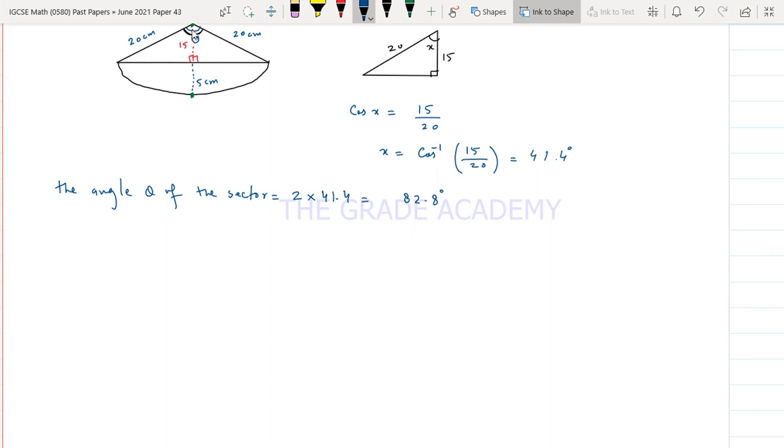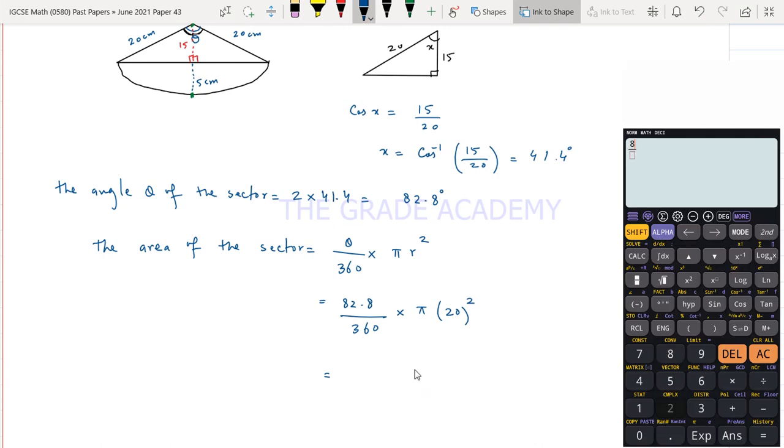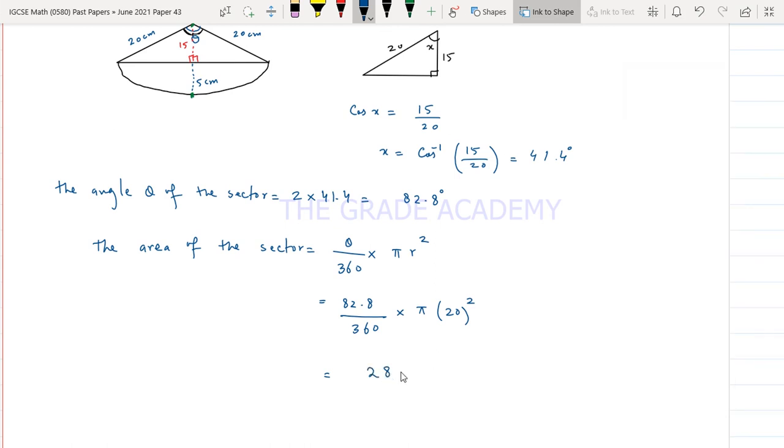So now we can easily calculate the area of this whole figure, the area of this sector. So the area of the sector is given by the formula theta over 360 times pi r square. So here the angle theta is 82.8, so divided by 360 times pi into 20 square. Here the radius of the sector is 20. So if we calculate it, we get 289 square centimeter. So the area of the sector is 289 square centimeter.